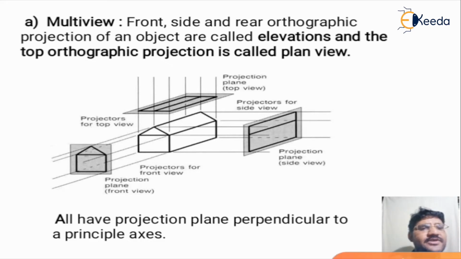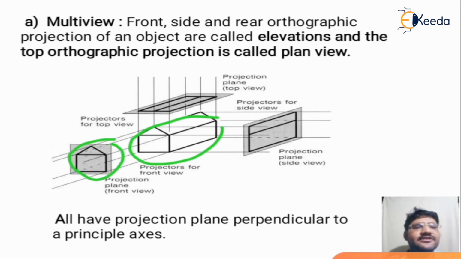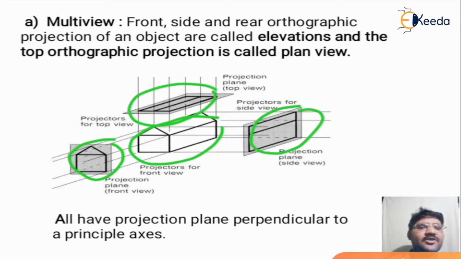In the diagram, we can see the different views of the object. After extending the projectors or projection lines, we get the front view like this, side view like this, and the top view like this. All have the projection plane perpendicular to a principal axis.